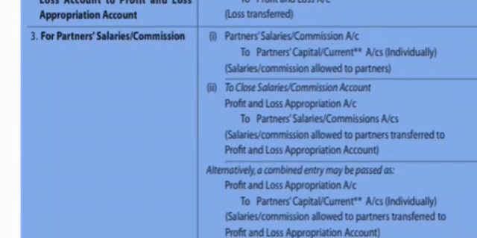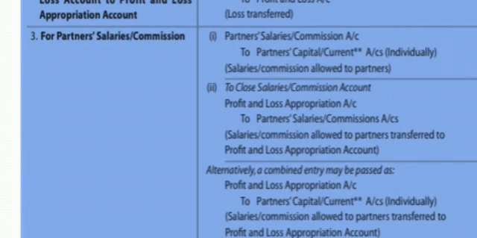Next thing, for giving partner's salary. Partner's salary is first given to partner's capital, that means transferred to partner's capital. Being an expense, it has to be debited. So partner's salary account debit to partner's capital account or current account. I'll be explaining the current account concept later on.